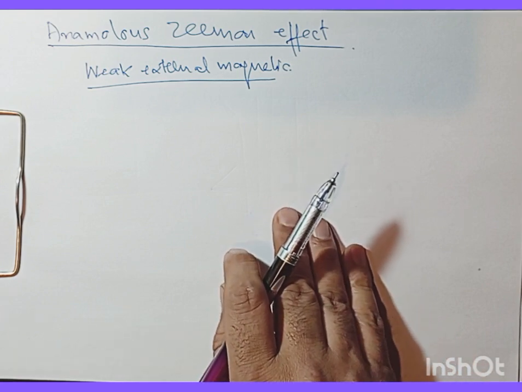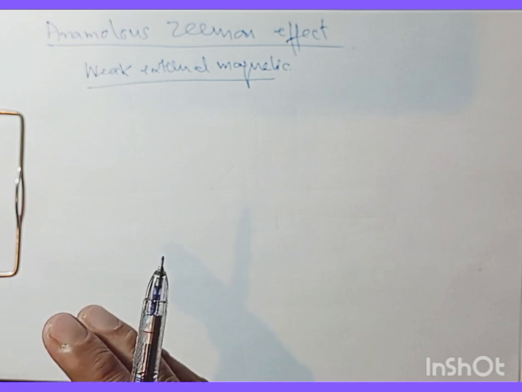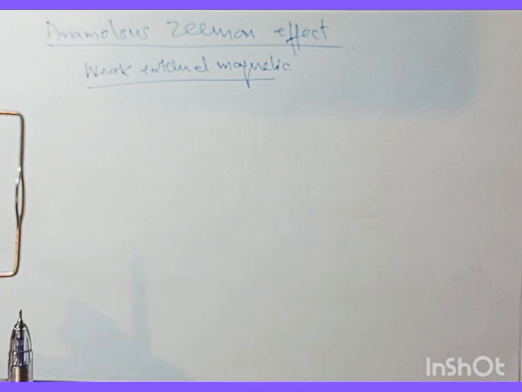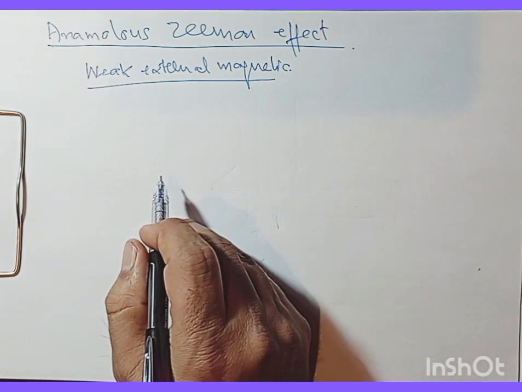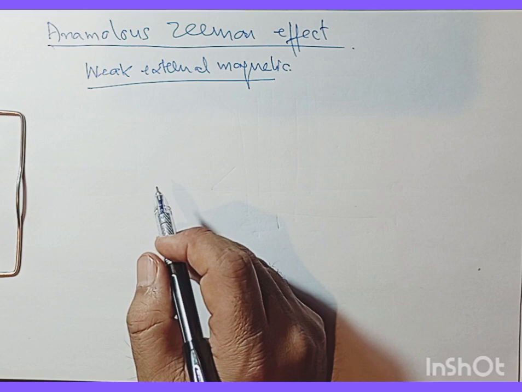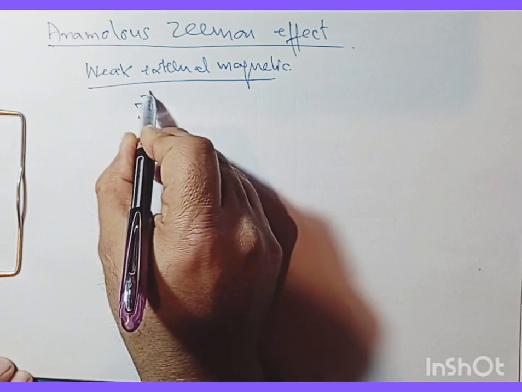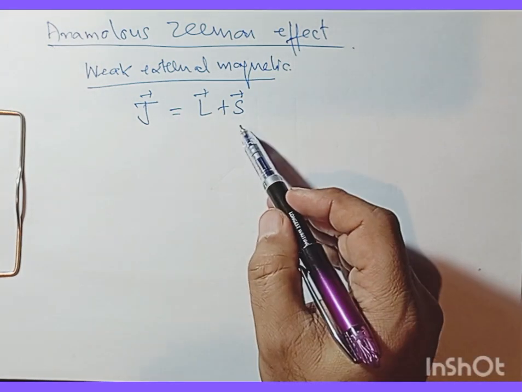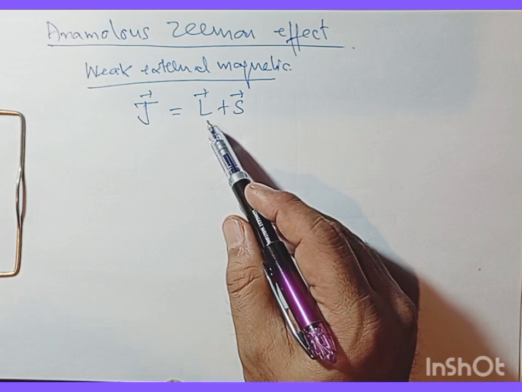This effect finds its explanation in the concept of spin-orbit interaction, and that means the concept of spin has to be incorporated in explaining the anomalous Zeeman effect. So talking about the total resultant angular momentum vector, what's that? The total angular momentum vector is the vector sum of L and S, where S is the spin angular momentum, and L is the orbital angular momentum.